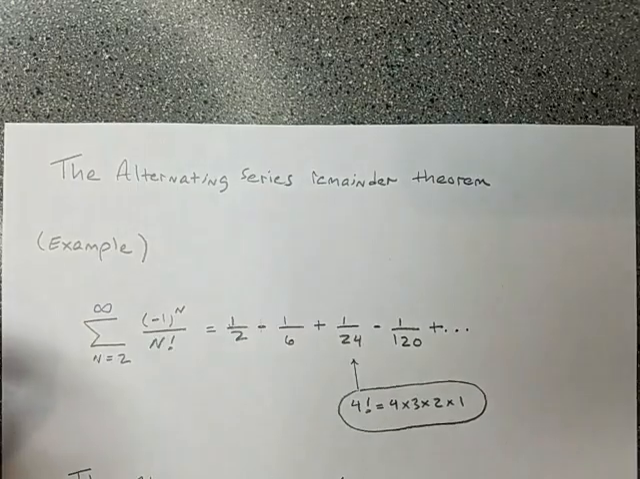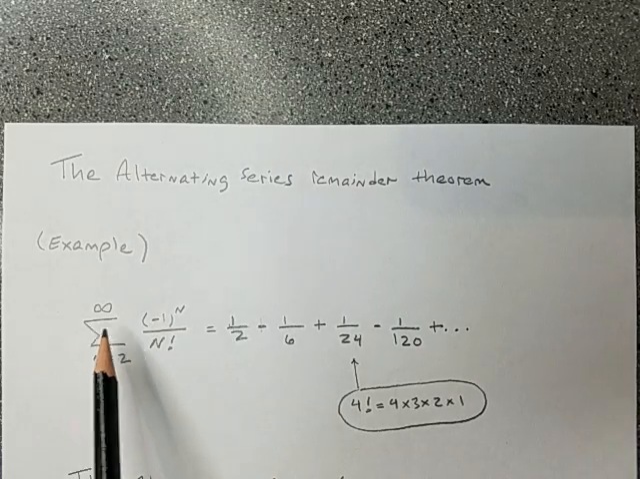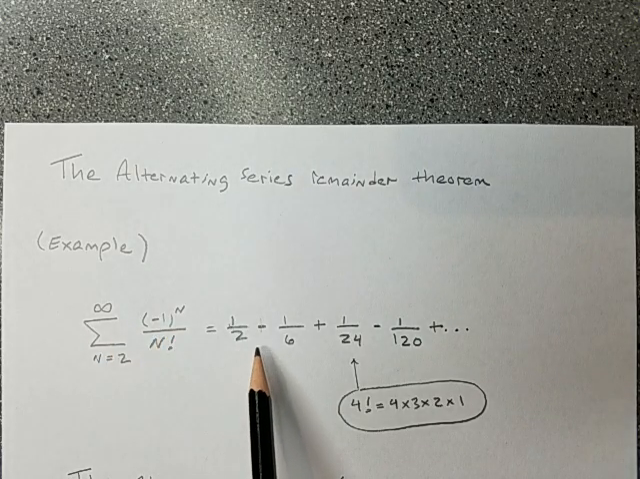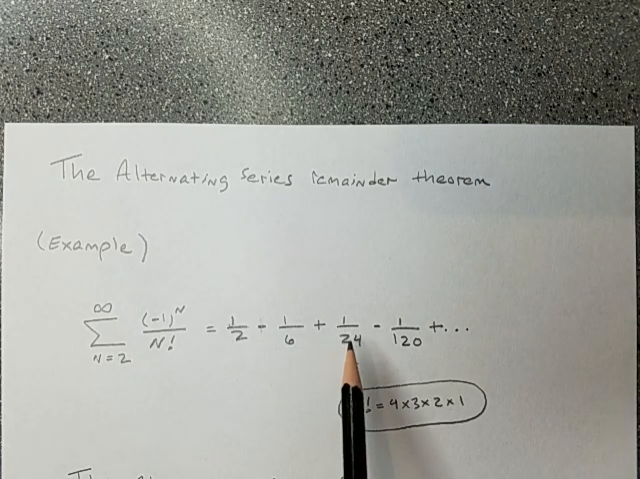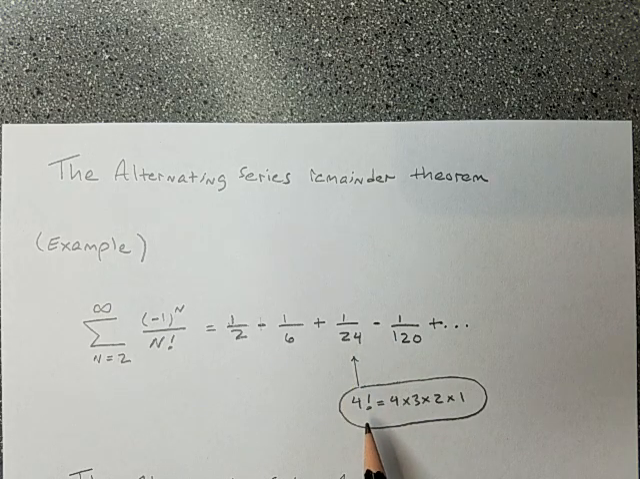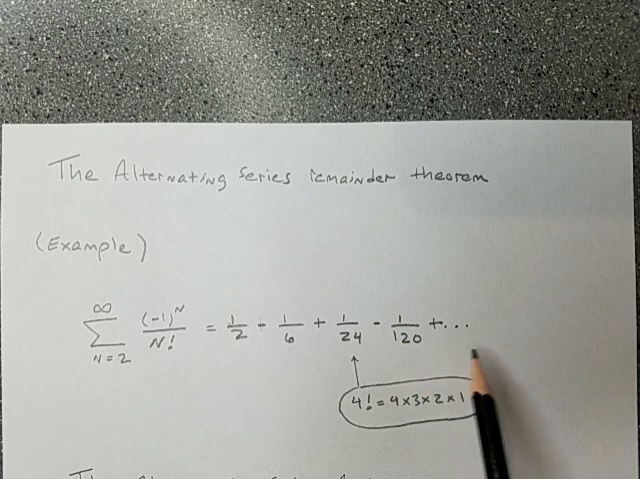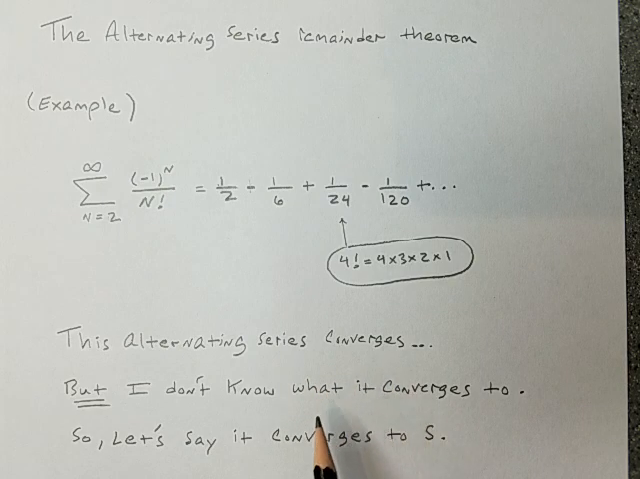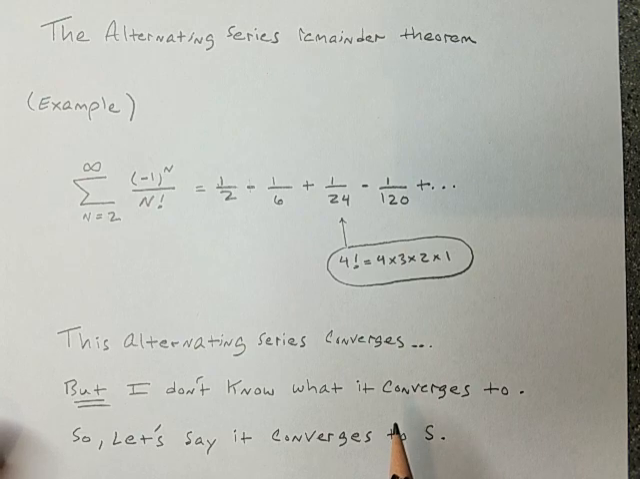All right. So this series from 2 to infinity, -1 to the n power over n factorial looks like this: 1/2 minus 1/6 plus 1 over 24. I'm doing factorial, so that number is, for example, 4 factorial, which is 24. Minus 1 over 120, you get the idea. Now, this alternating series converges, but I don't know what it converges to. I have no idea at the moment. But it does converge.